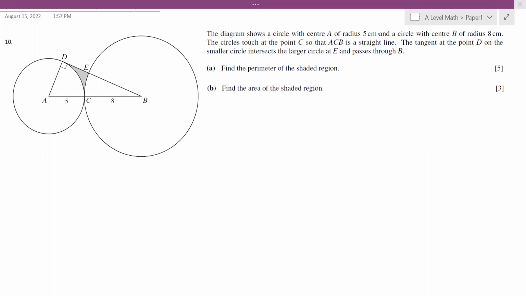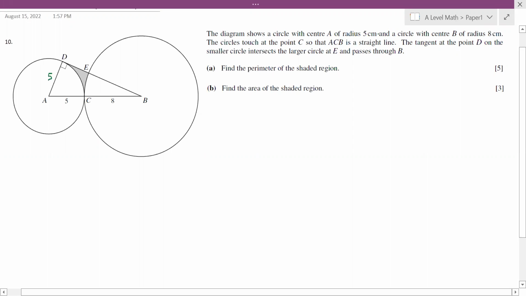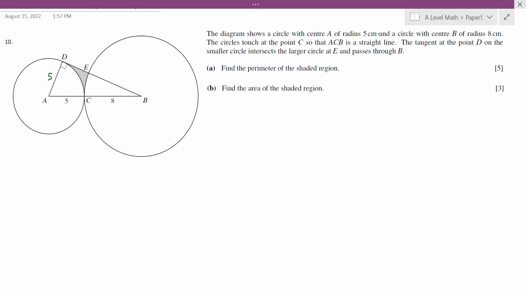We have a circle with center A and the radius is 5. AC is 5, meaning that AD must be 5 as well. And a circle with center B with radius 8. So BC is 8, then BE must be 8 as well.